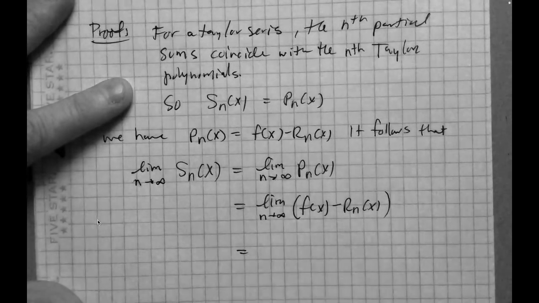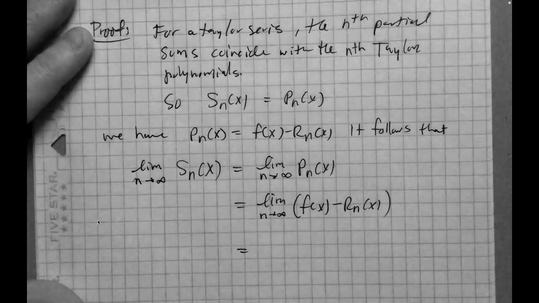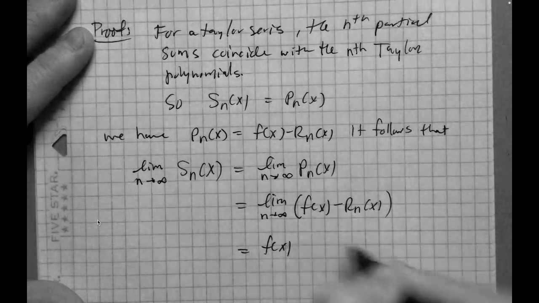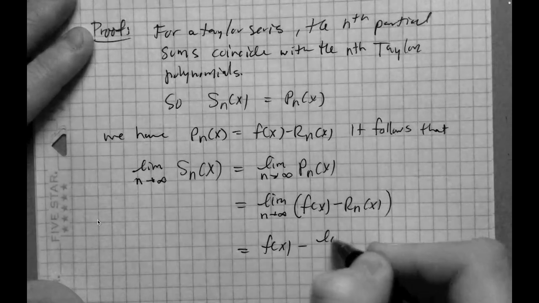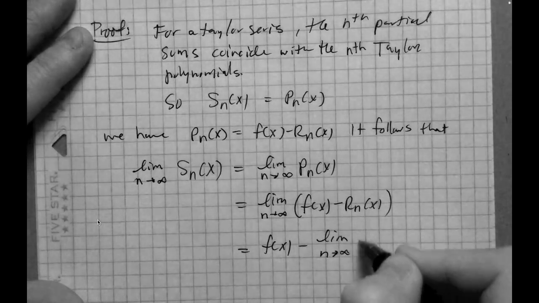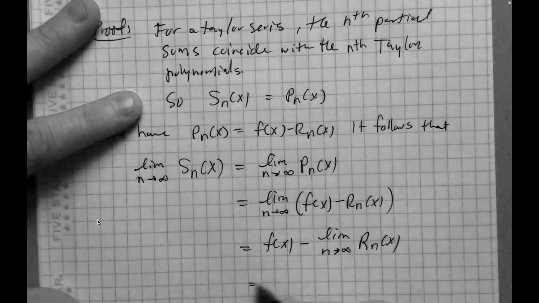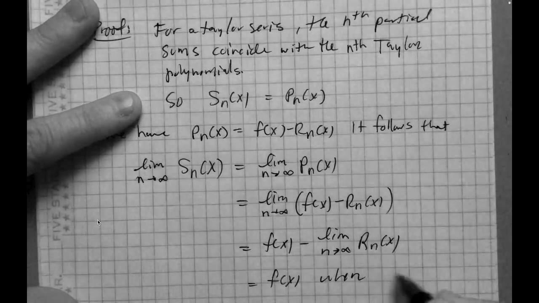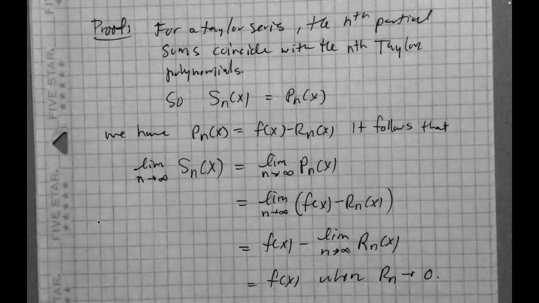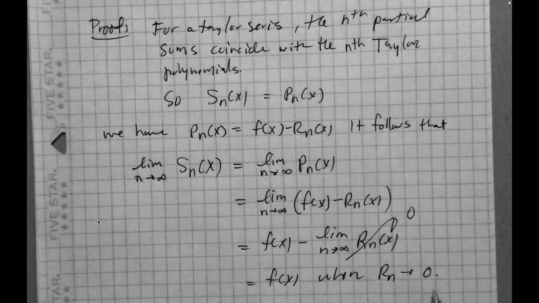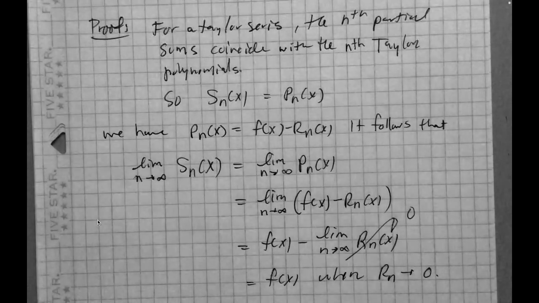Okay, and so we can break this down a little further. F is not dependent upon n. F is just a function of x. Right, and so this is equal to f of x minus the limit as n goes to infinity of r sub n of x. Right, and when does this equal f of x? This equals f of x when r sub n goes to 0. Right, so if this limit is 0, then the sequence of nth partial sums for the Taylor series will converge to the value of f evaluated at x.